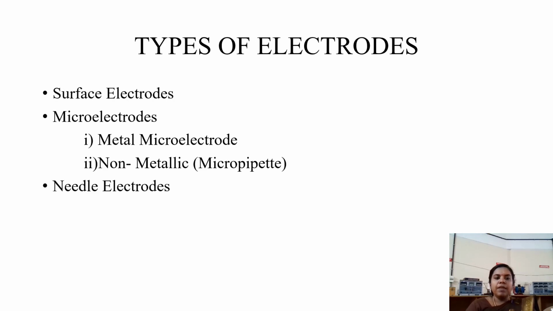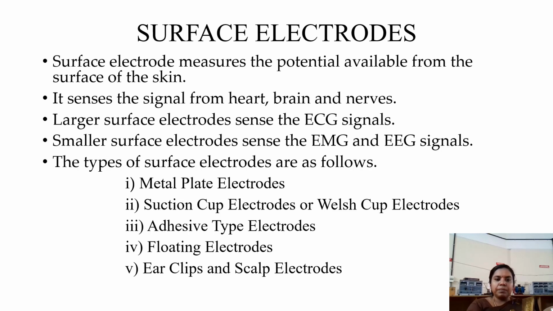These are the various types of electrodes used in biomedical instrumentation. The first one is surface electrode, then microelectrodes. The microelectrodes are again divided into two types, that is metal microelectrode and non-metallic microelectrode, which is also called a micropipette. And the third one is needle electrodes. So let's discuss in detail about all these three types.